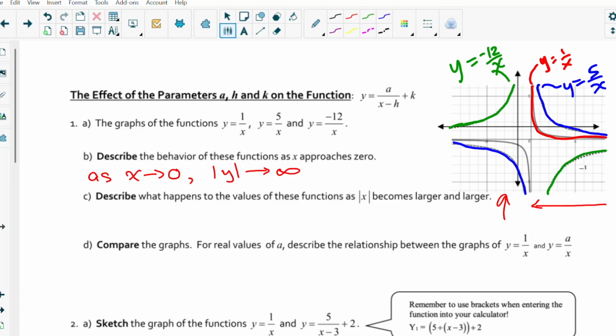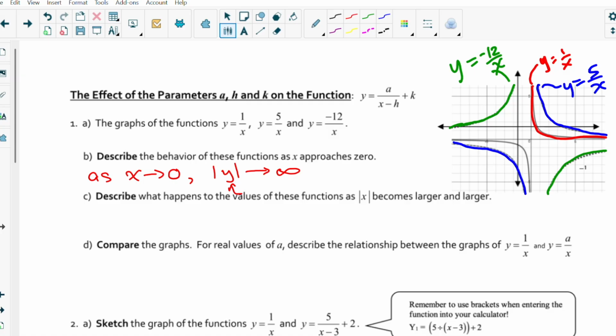Okay, and then the green function, this part, as x goes closer to 0, the y value goes that way, but we said the absolute value of y will approach infinity. On this side, as x approaches 0 this way, same thing, the absolute value of y approaches infinity. So that is our end behavior with the x.